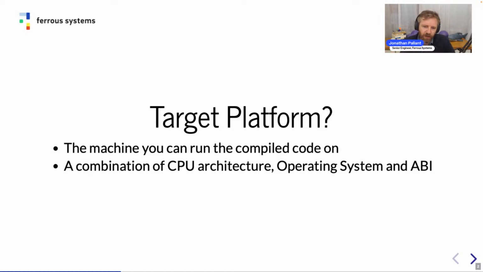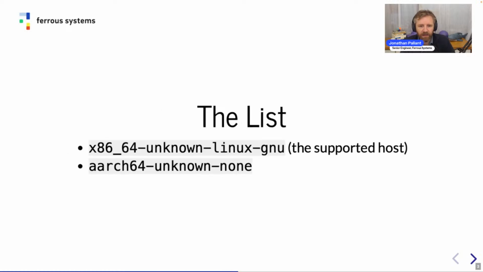And again, CPU architecture, operating system, and ABI. And again, it's a fairly short list to start with in version 23.06. We have the host platform, as we discussed, and we have AArch64 unknown none.